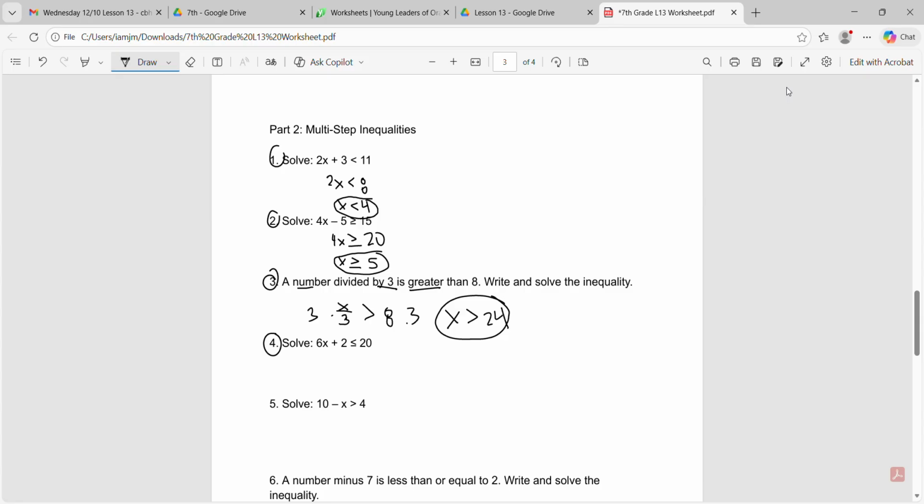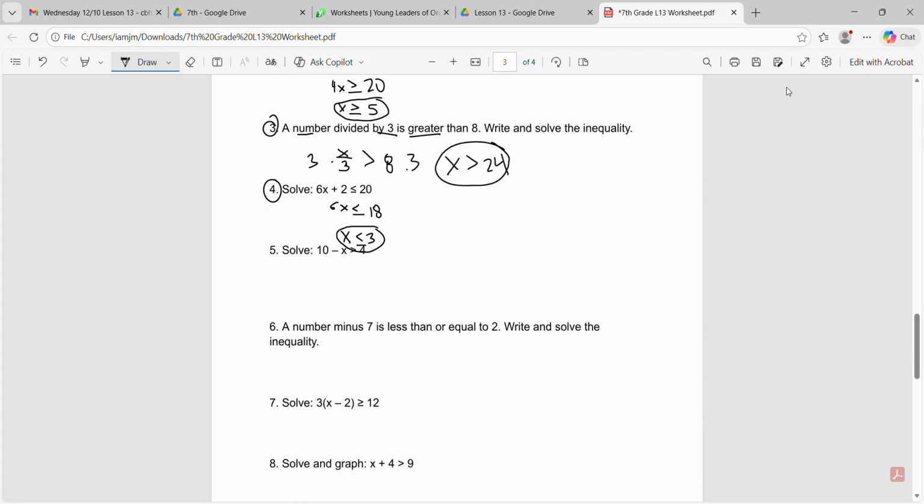Solve 6x plus 2 is less than or equal to 20. Subtract both sides by 2. 6x is less than or equal to 18. Divide both sides by 6 and you get x is less than or equal to 3.